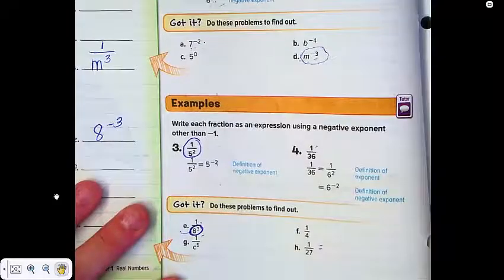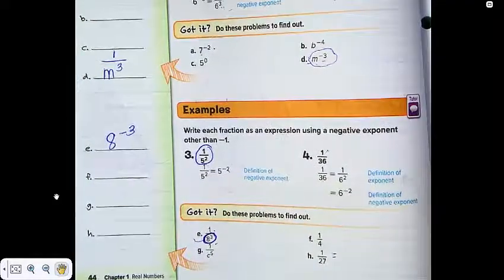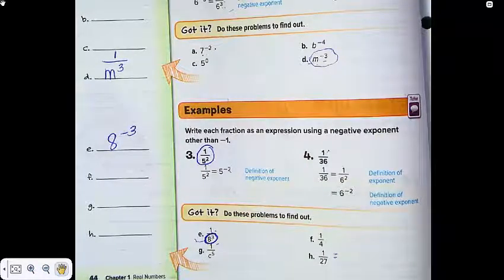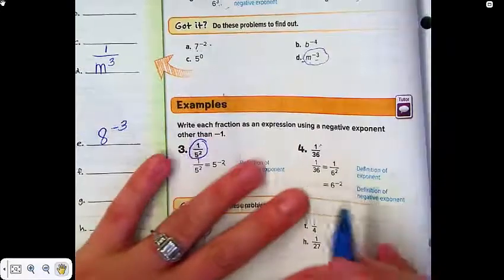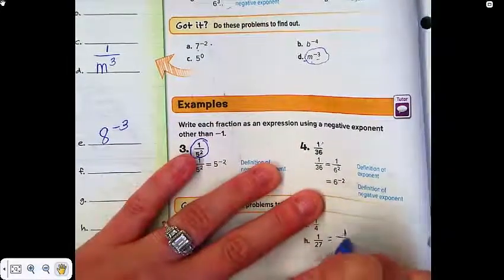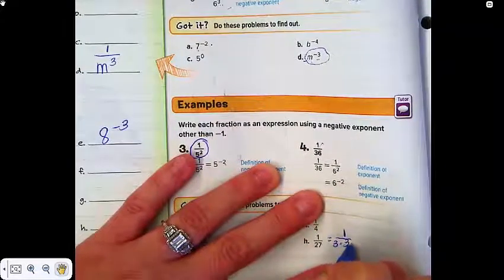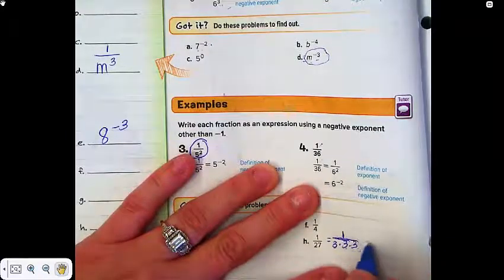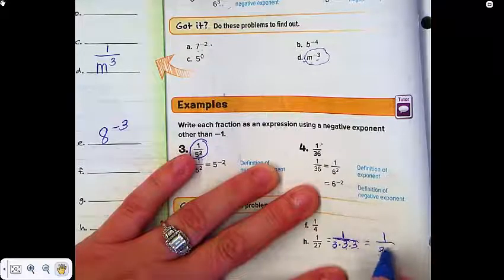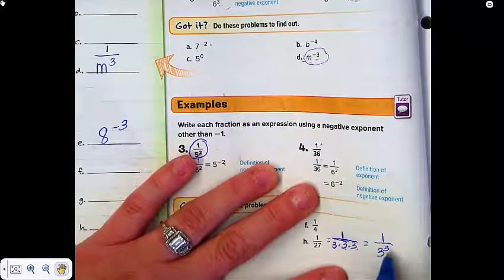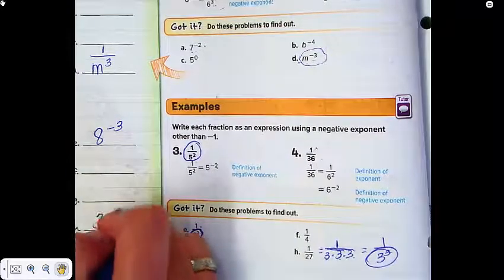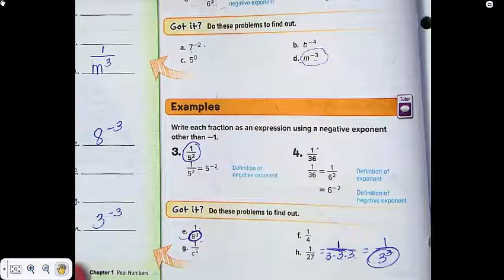27. Well, if I think about 27, what numbers multiply to give me 27? I can do 3 times 9, and 9 is 3 times 3, so I can do 1 over 3 times 3 times 3. So how many 3's did I have? I had 1, 2, 3 3's, so that's the same as 3 to the 3rd. So now I can take this and write it with a negative exponent of 3 to the -3rd. Okay?